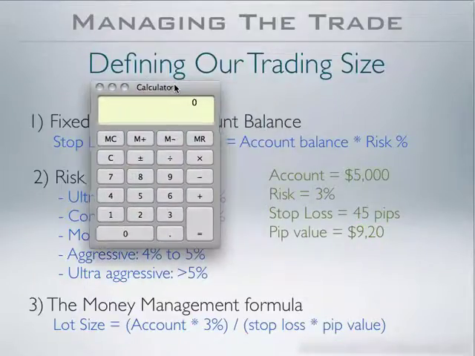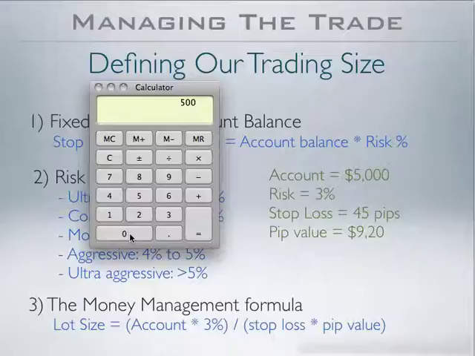So let me bring my calculator forward. That's $5,000 multiplied by 0.03, meaning 3%, and that's 150. So this first portion of the equation equals 150. Now let's go with the second one. Stop loss 45 pips multiplied by the pip value, $9.20. That's 414. So let's divide 150 by 414.